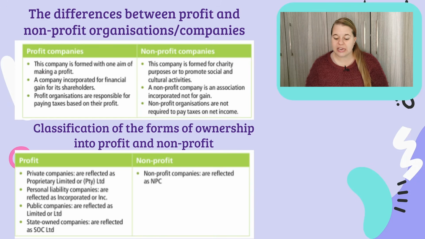Then we have the classifications between a profit and a non-profit. So the classifications: private companies are reflected as proprietary limited, or we can use Pty Ltd. Personal liability companies are reflected as incorporated or Inc. Public companies are reflected as limited or Ltd. And state-owned companies are reflected as SOC Ltd, right? Which means state-owned company limited.